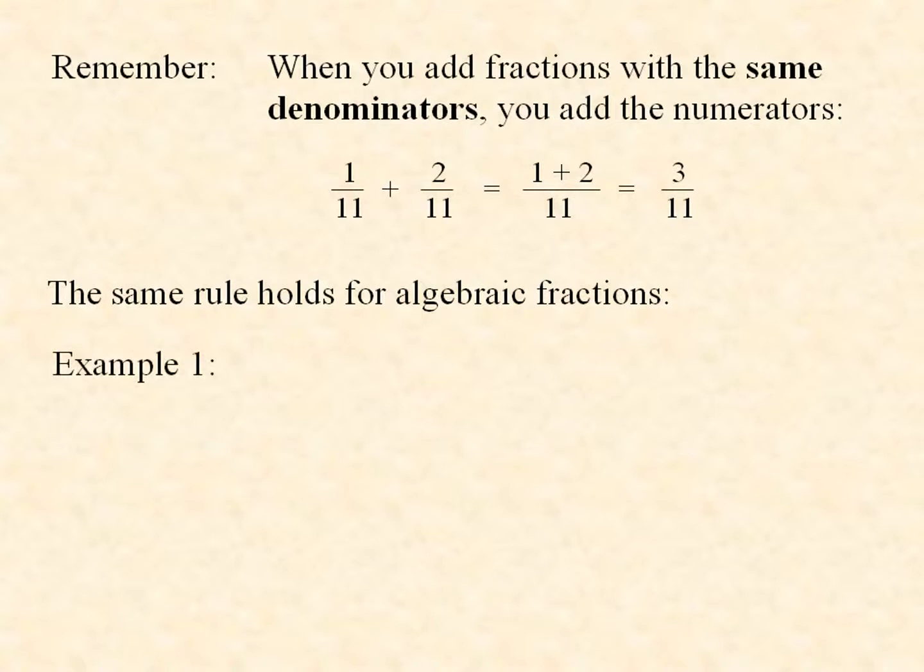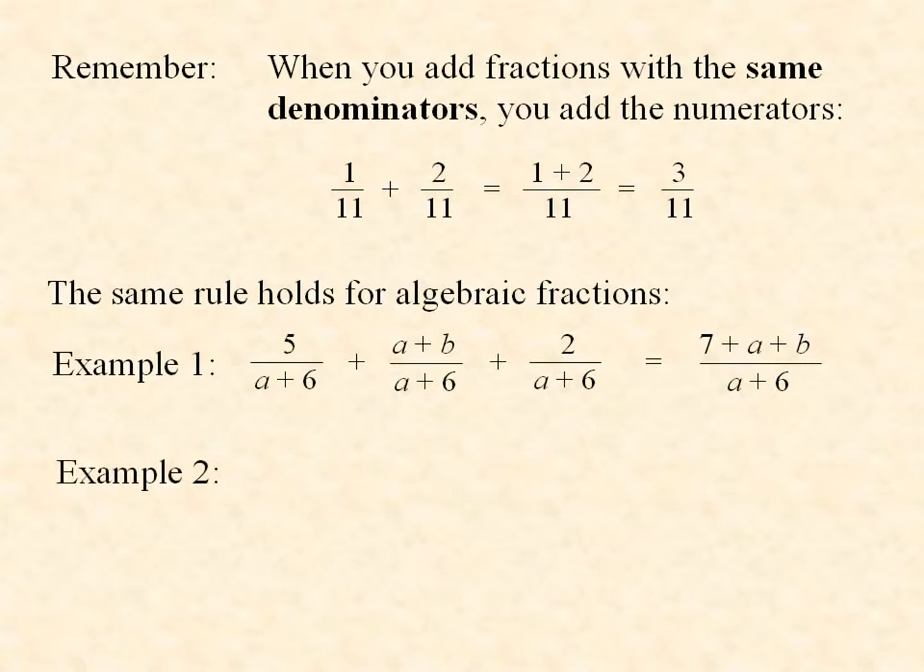Here's example 1. 5 over a plus 6, plus a plus b over a plus 6, plus 2 over a plus 6. They all have the same denominators, so we add the numerators. And we get 7 plus a plus b over a plus 6.